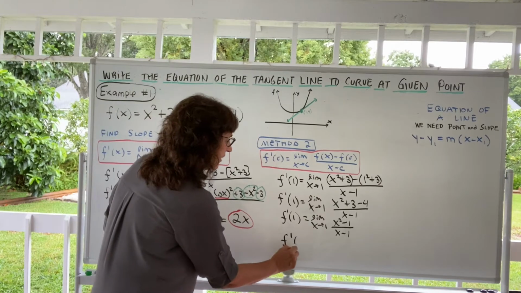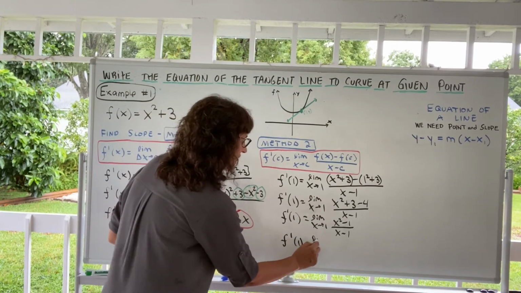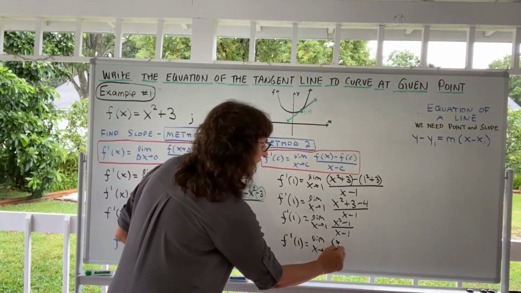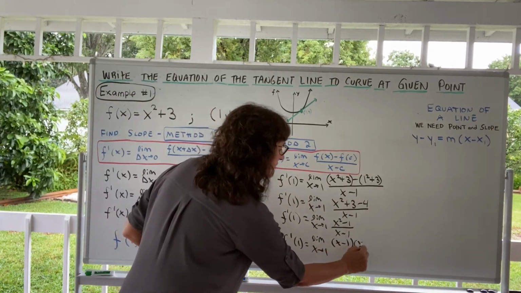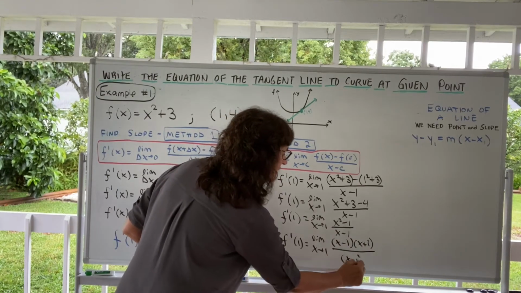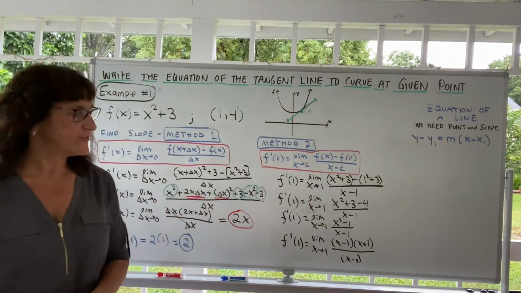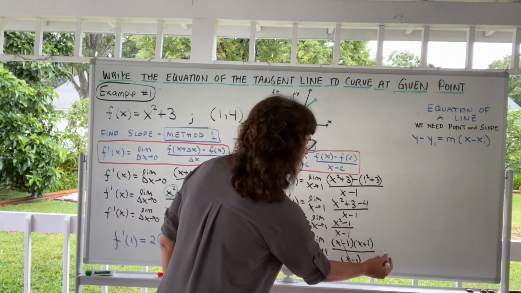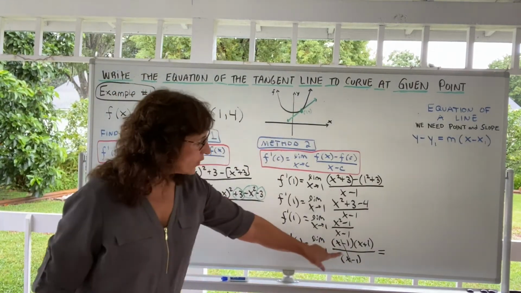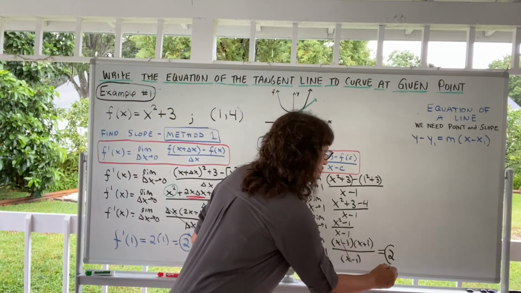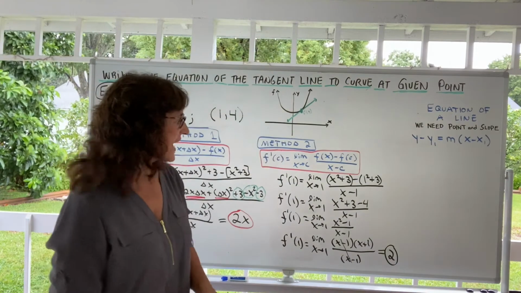So f prime at 1, when we change its form, is the limit as x approaches 1. We can factor the numerator. It's the difference of two perfect squares, so it factors into x minus 1 times x plus 1. Then the x minus 1 factors cancel, so when you plug the 1 into the remaining factor, you get 2, which is the derivative at your point.